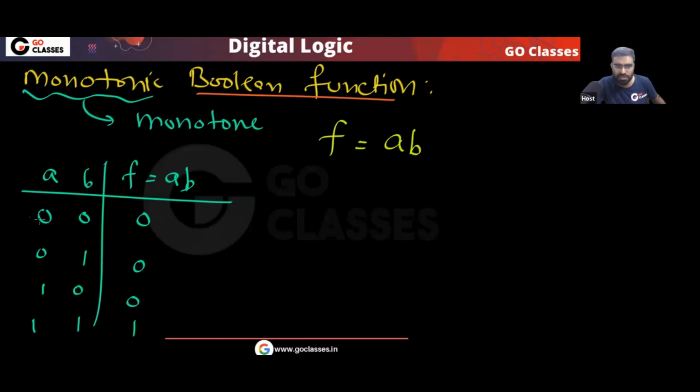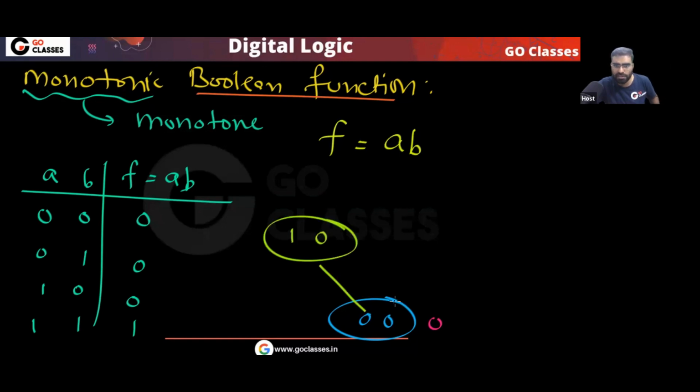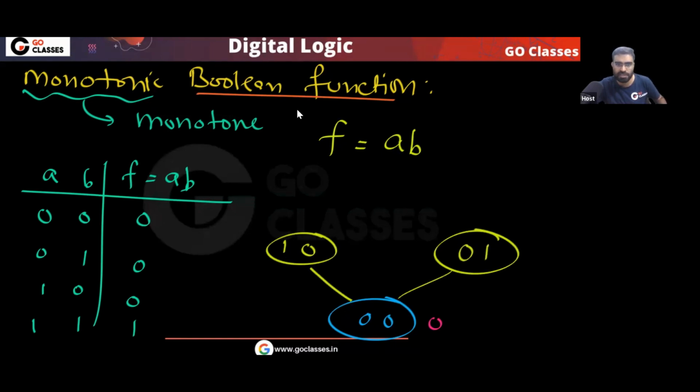See, very simple point. If you change a single input for this 0 0, what value will you check? For this 0 0, the value is 0. Now, for this 0 0, which other combinations will you check? You will check when a single input is changing from 0 to 1. This is important. So you will check when this input is changing from 0 to 1, and also when this other input is changing from 0 to 1.